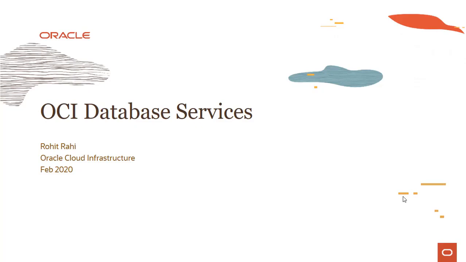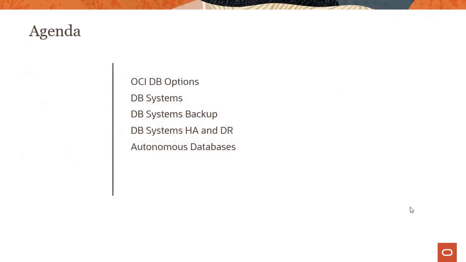In this particular module, we are going to look at the various database services offered by Oracle Cloud Infrastructure. Specifically, we are going to look at the different options and then talk about the managed database offerings we call DB systems. We'll look at the two unique characteristics, backup and high availability and disaster recovery, two of the most important things for any database. And then finally, we'll look at autonomous databases.